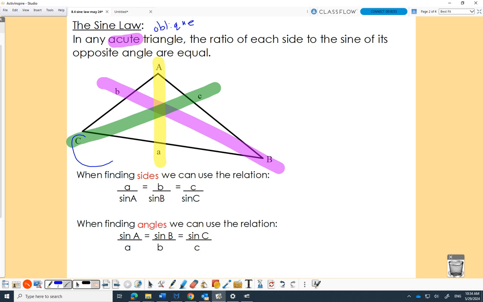When finding sides, you can use it this way. When finding angles, you can use it that way. I don't do that. I do the first one every single time. I'm good at cross multiplying. I don't care. The note is trying to help you, though. It talks about putting the unknown on the top to help out your cross multiplying a little bit. If that's what you need, that's fine.